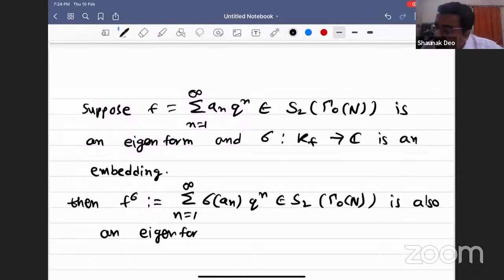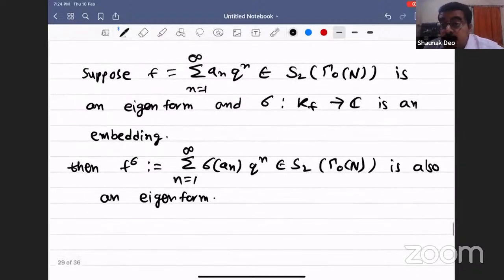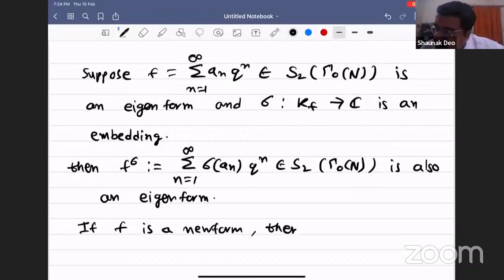And if f is a new form, that means it is not coming from a lower level, then so is f sigma. Now you would be wondering, why am I doing all this? Why I suddenly changed from Jacobian to abelian to these cusp forms, modular eigenforms.